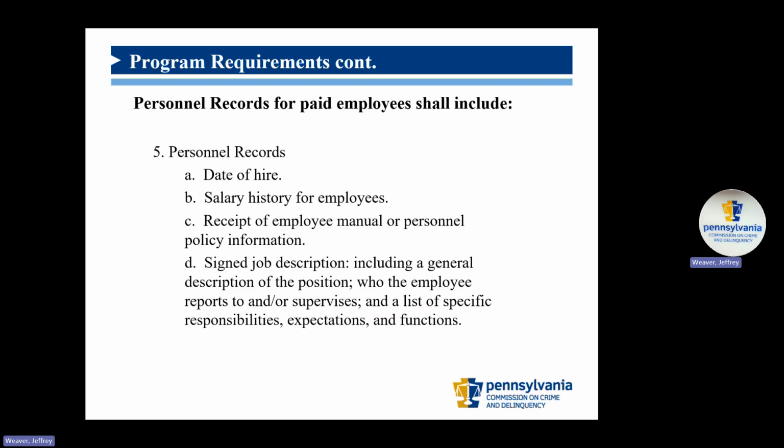Personnel records for paid employees shall include documentation of the date of hire, the employee's salary history, and the employee's receipt of the manual or personnel policy information. Personnel files shall also include a signed job description, which includes a general description of the position, who the employee reports to and/or supervises, and a list of specific responsibilities, expectations, and functions.